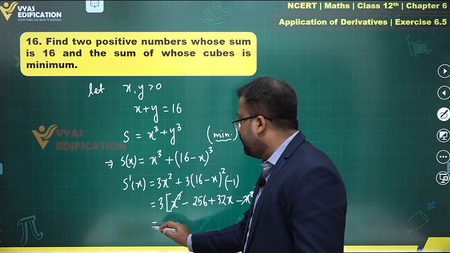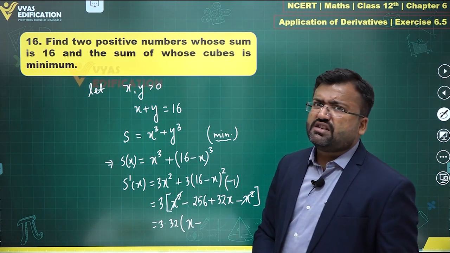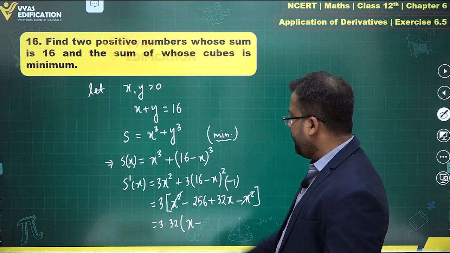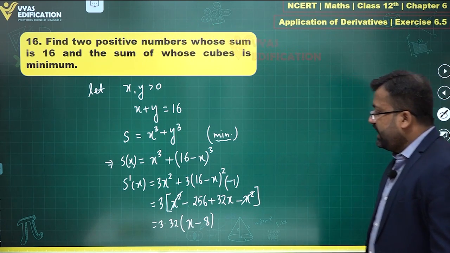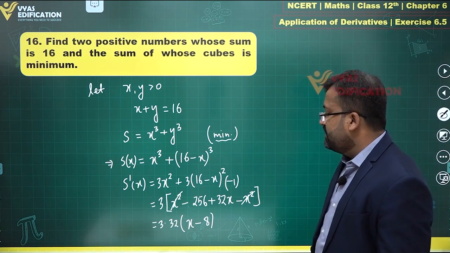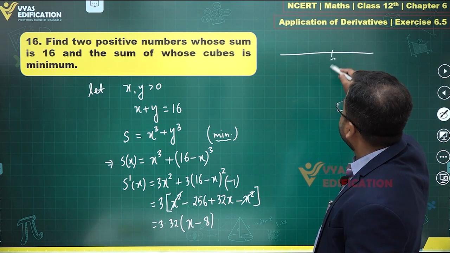And you can take out a 32 common. 3 times 32 comes out common. What remains is x minus 2 to the power 5, 2 power 8. This is 8 actually. Okay, 2 to the power 3 is what you get. 32 times (x minus 8). Yes, this is what you get. So, that's the derivative. The only critical point is 8 that I get.